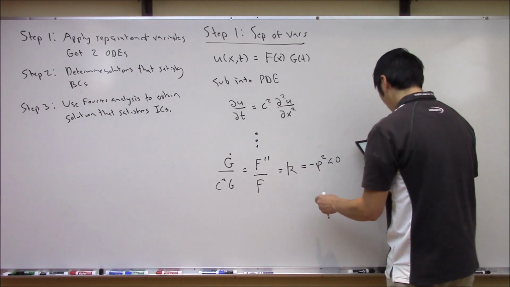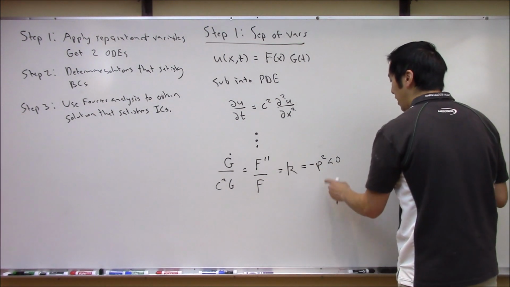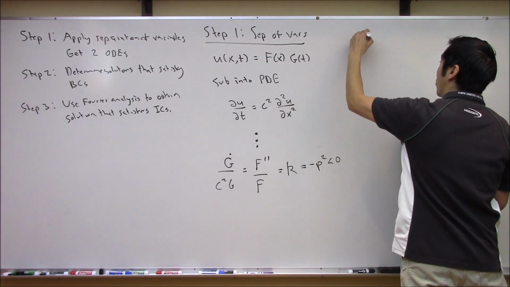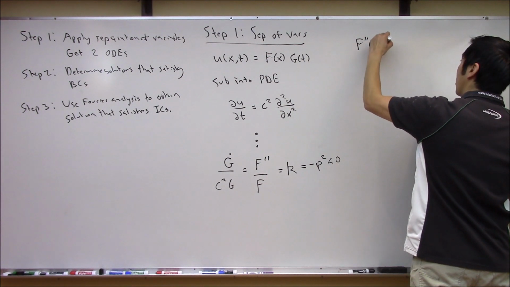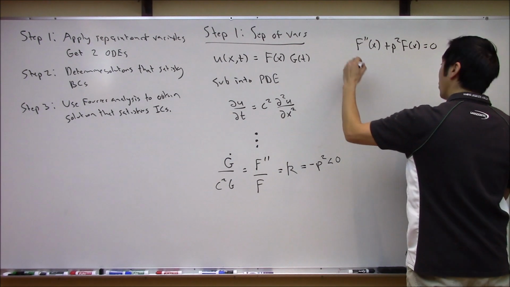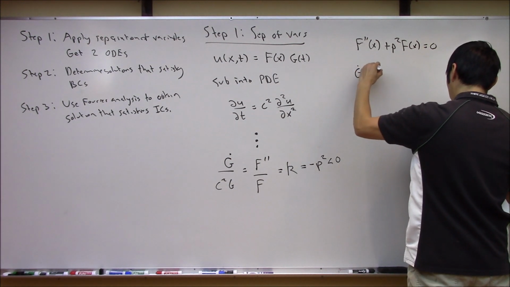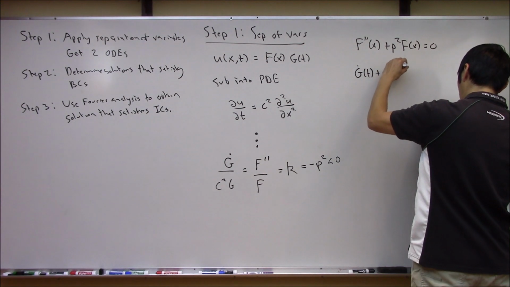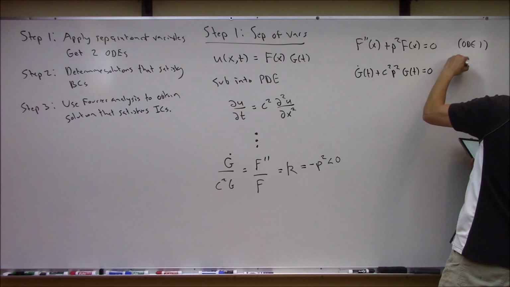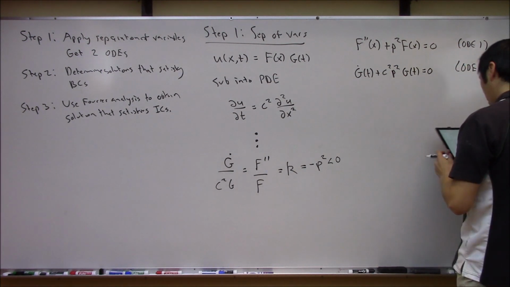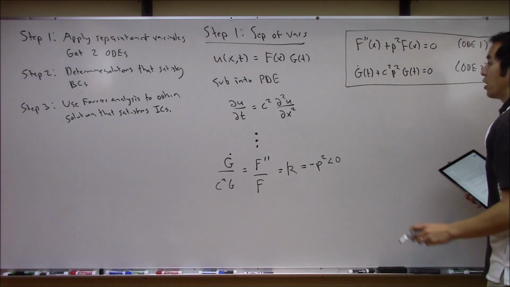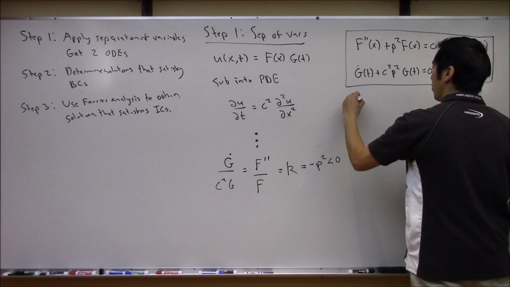So in this case, we obtain two ODEs here. The first ODE is f prime prime of x plus p squared f of x has got to equal 0. And the second ODE is g dot of t plus c squared p squared g of t has got to equal 0 here. So here's ODE 1 and here's ODE 2. Great. Okay, so let's box these two guys up. That's the end of step 1. We've got ourselves our two ODEs. So let's go ahead and move on to step 2 here.